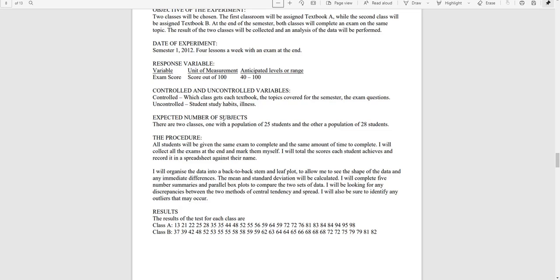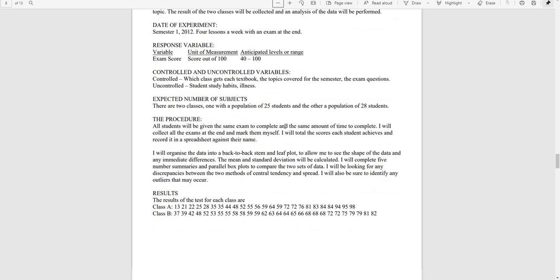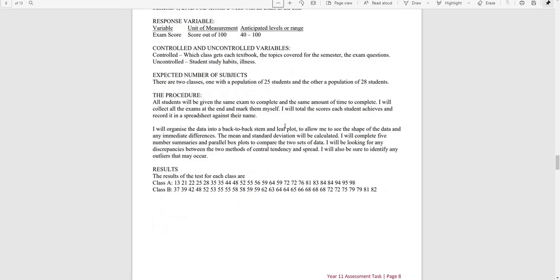Expected number of students. There were 2 classes. One has 25 students, and the other one has 28. So very similar. All students will be given the same exam and the same amount of time to complete it. I will collect all the exams and mark them myself, so I know I'm being consistent with the marking. I will total the scores and record them in a spreadsheet against their name. I will organize a back-to-back stem-and-leaf plot so I can compare the shape of the data. I will calculate the mean and standard deviation, and I'll make parallel box plots. I'll be looking for any discrepancies, so if there are any outliers or weird things going on.